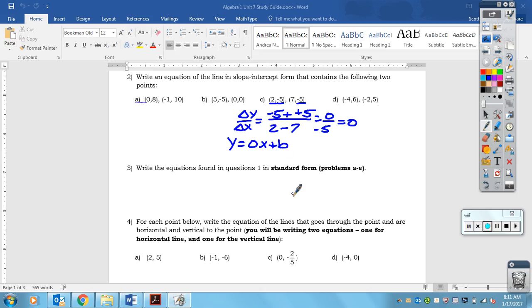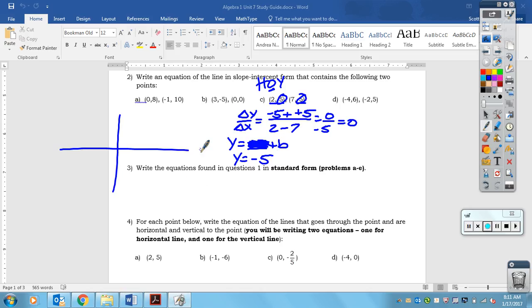Now 0 times x, you should not write 0 times x. 0 times x just goes away. So y equals b, which means this is a HOY, which you should know, because a HOY is when the slope is 0. Look, the y's are both -5, so my equation is y equals -5.